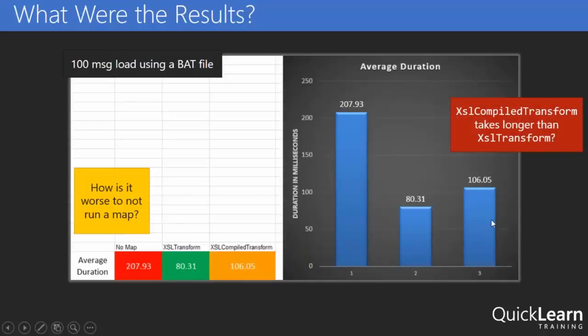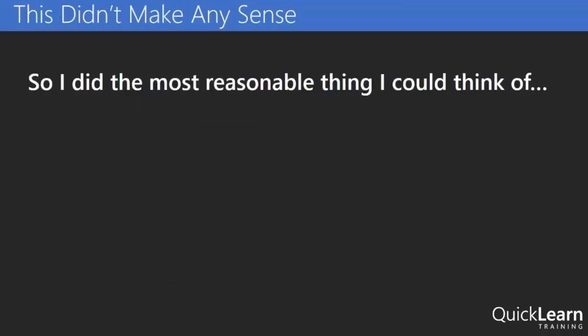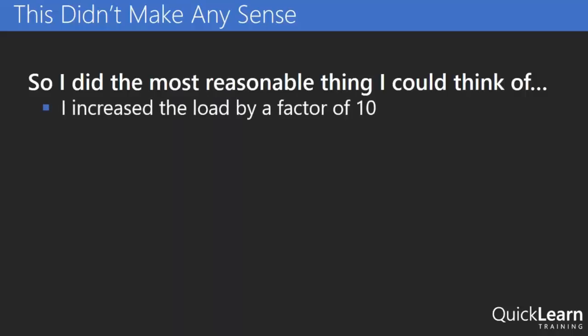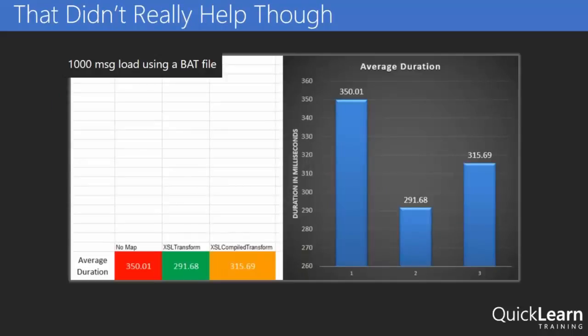The compiled transform is taking longer on average than the XslTransform. Right? And I understood that the real performance gains with that compiled transform was when everything gets loaded. It's faster once everything is loaded. So I thought, oh, well, I'll do the most reasonable thing. I'll throw more at BizTalk. Once it's loaded, maybe I didn't load it hard enough. It's not cached quite enough. And I increased my message load by a factor of 10. So instead of submitting 100 messages, I throw 1,000 messages at BizTalk.